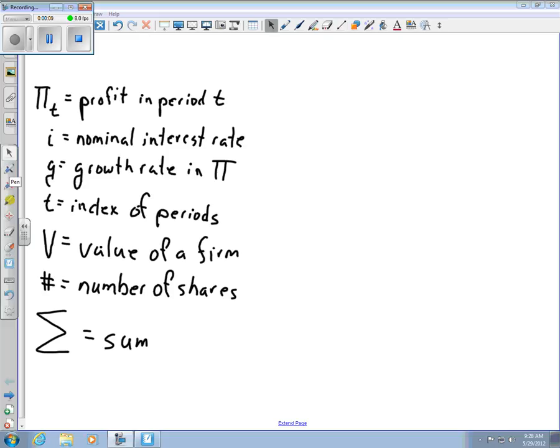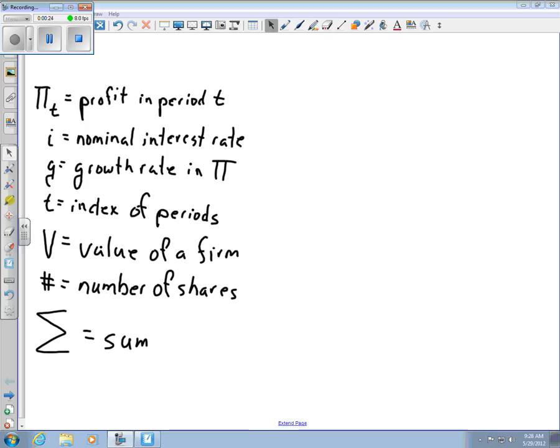For the rest of these videos on convergence, you'll need a couple of symbols. One is pi sub t. This is the profit in period t. Remember, t is the time index. It tells you when: now, in the future, how far in the future, etc.